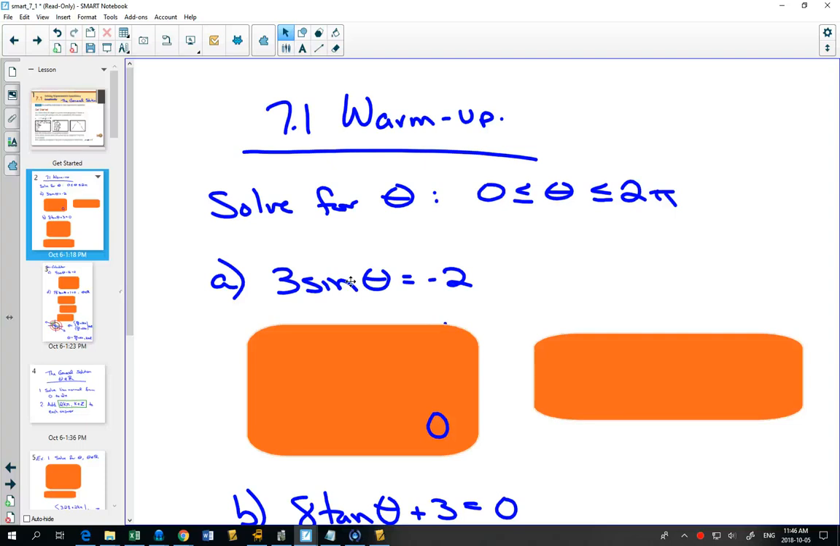This will be our warm-up to 7.1. Solve for theta between 0 and 2 pi. 3 sine of theta equals -2. This is a grade 12 question because the domain is in radians. If the domain was in degrees, this would be exactly the same as a question in grade 11.